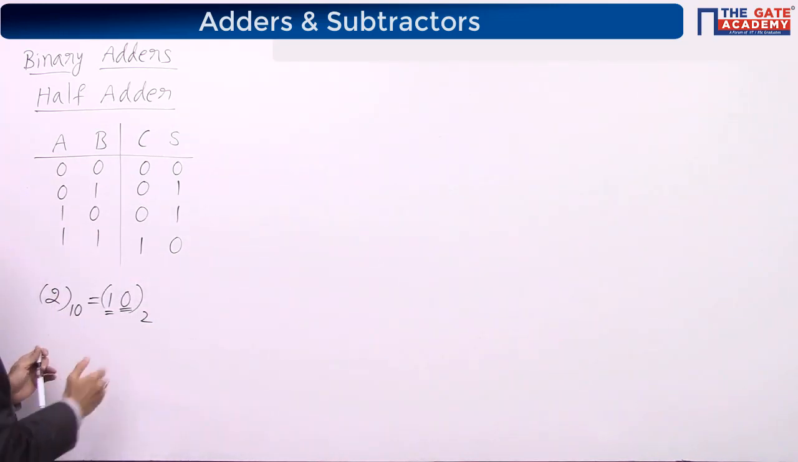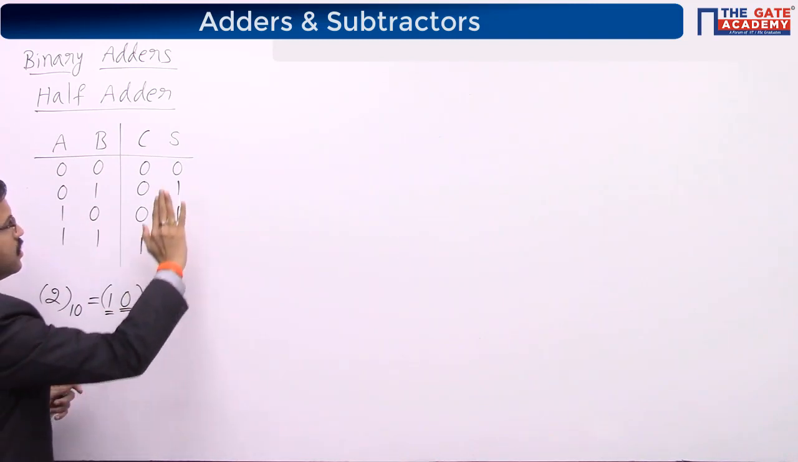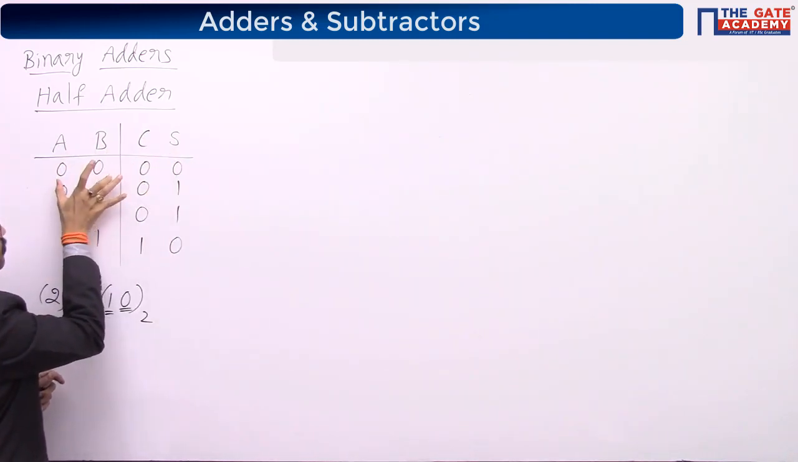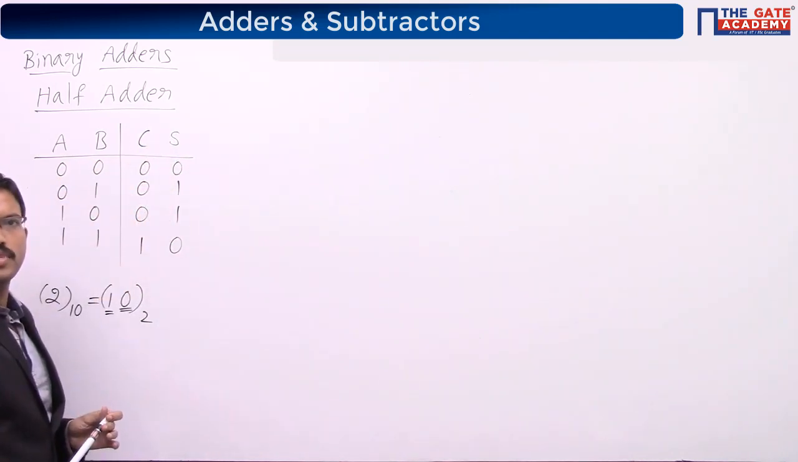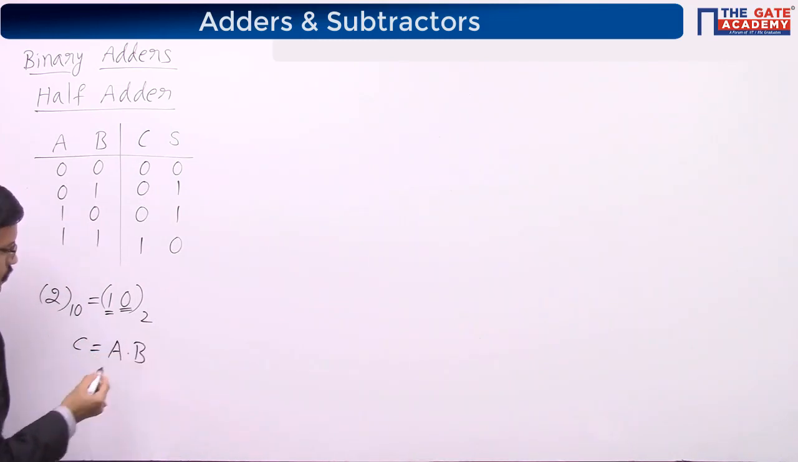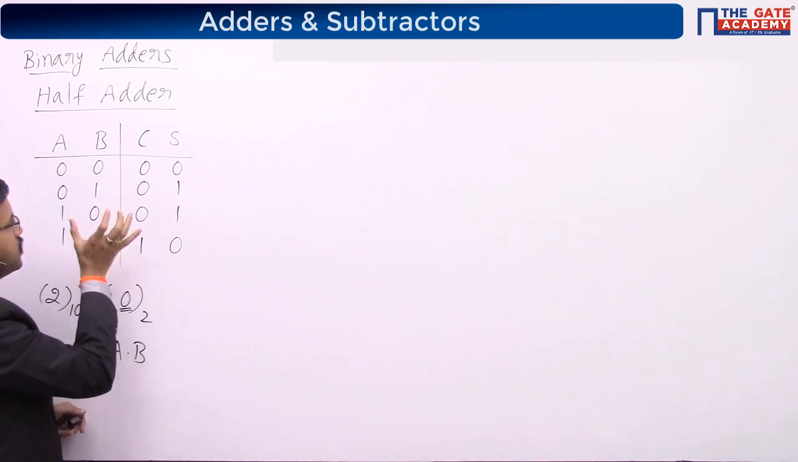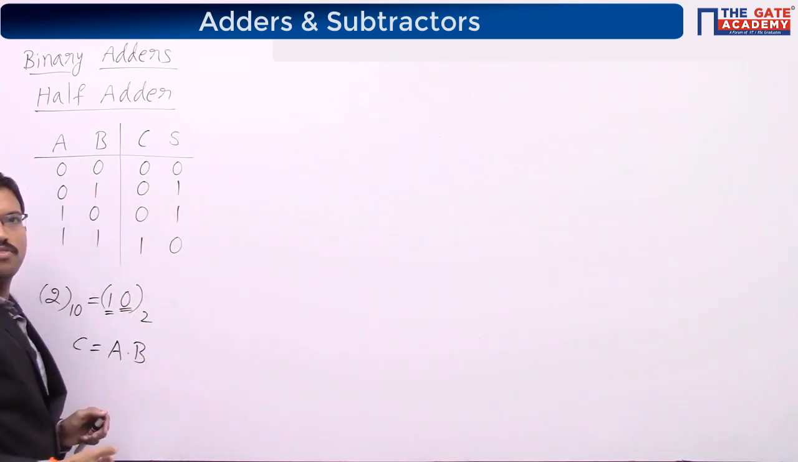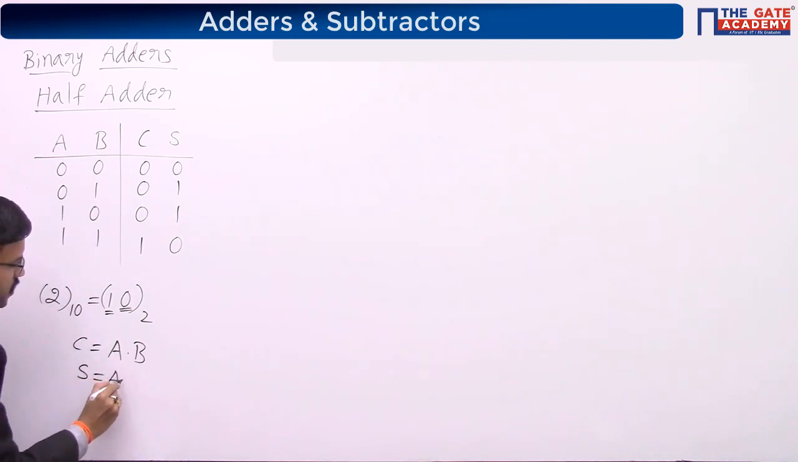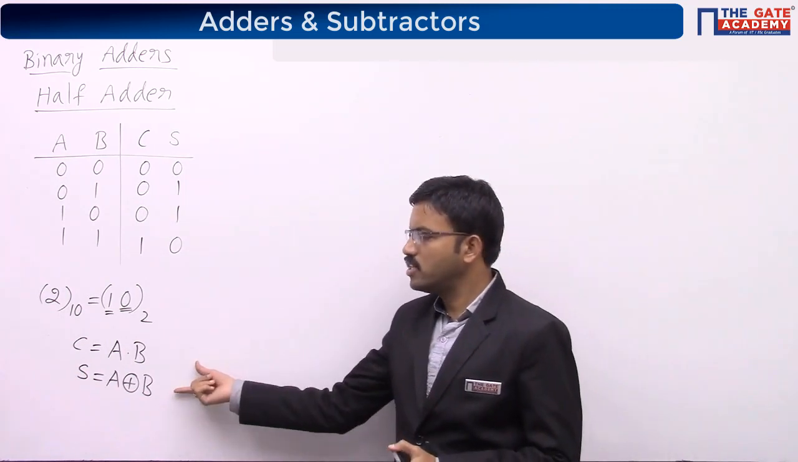Now just observe one particular output with respect to input. Just close this one. What is this particular truth table? Just observe inputs A B and carry C, so we can directly write C equal to A and B. Similarly, close this column and just observe the inputs and the S column. What is this one? Exclusive OR. S equal to A exclusive OR B. C equal to A and B, S equal to A exclusive OR B. Now we got the logic expressions.